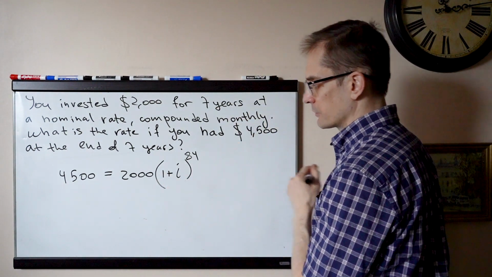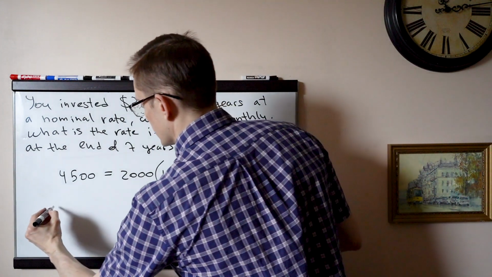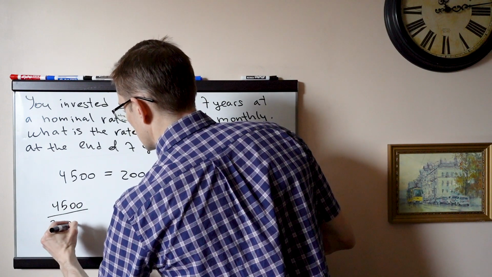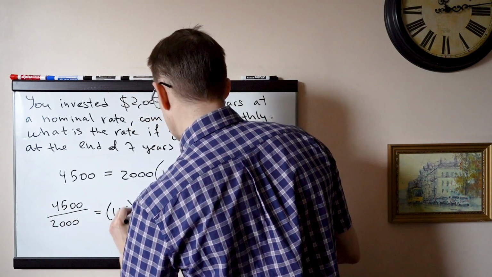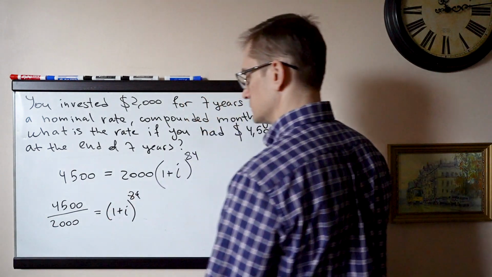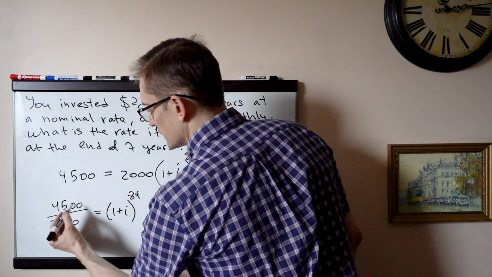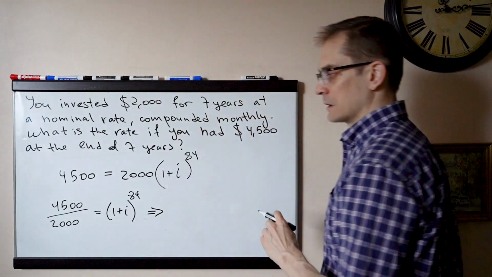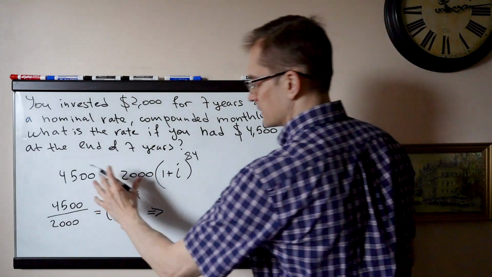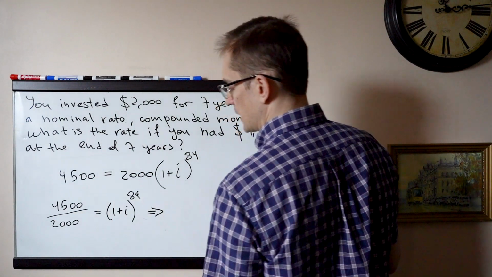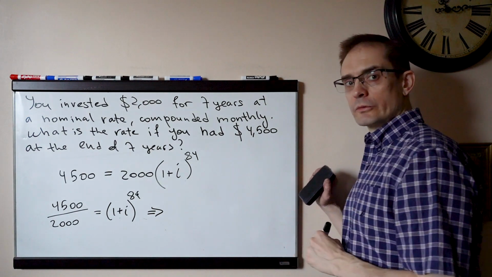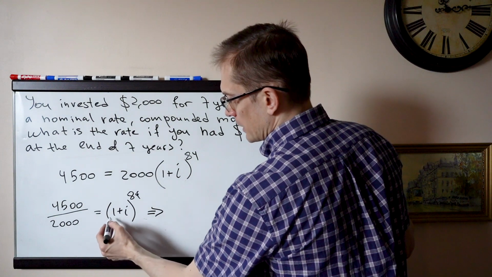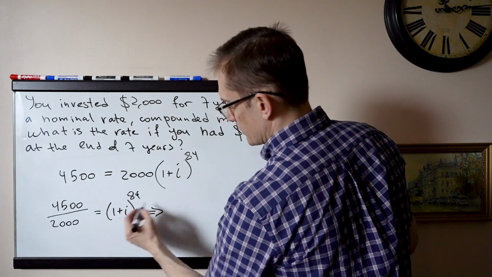So how do I find this I? First of all, let me divide by 2,000. 4,500 divided by 2,000 will be (1 plus I) to the power 84. I will not need to compute this for now. I'll just leave it for later, just to show how things will look, so that we can convert it to a formula later on. Well, I need this I, but first I need to find 1 plus I.